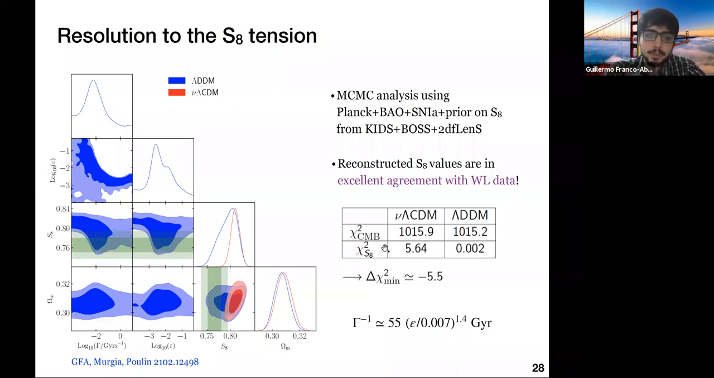This improvement in the fit gives a delta chi-square of -5 with respect to this lambda CDM model with massive neutrinos. This negative delta chi-square drives a weak preference for a model in which dark matter decays with a lifetime of around 55 gigayears and transfers a fraction of around 0.7% of its energy to the massless daughter.